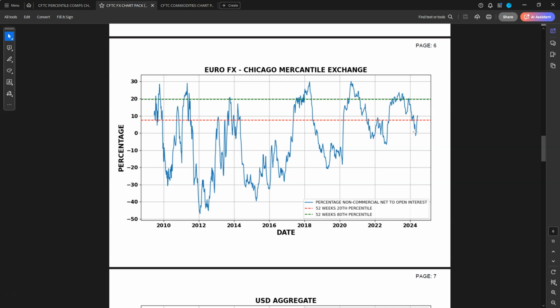I don't think there's a positioning edge anymore here for the euro. I think that has played out. And that means that, with only politics in mind, and after that hot NFP print on Friday, it looks like there's more of a short-term downside risk, if anything, for the euro. So that's just an important update for the euro from a positioning point of view.